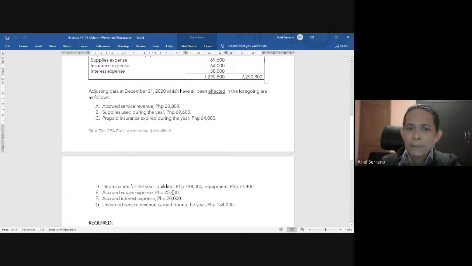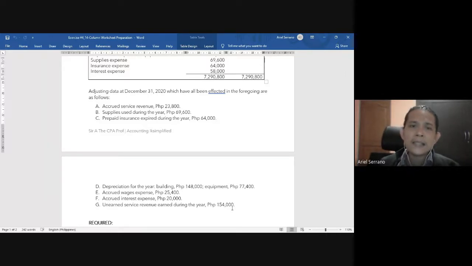We also have depreciation for the year. First is 148,000 and second for the equipment 77,400. We also have an accrued wages expense for 25,400. We also have accrued interest expense for 20,000. And last, we have your unearned service revenue earned during the year, 154,000. So you have to study carefully.